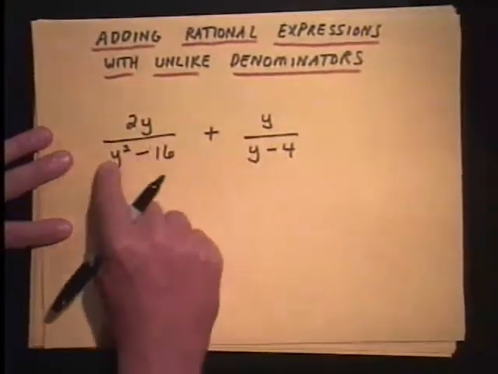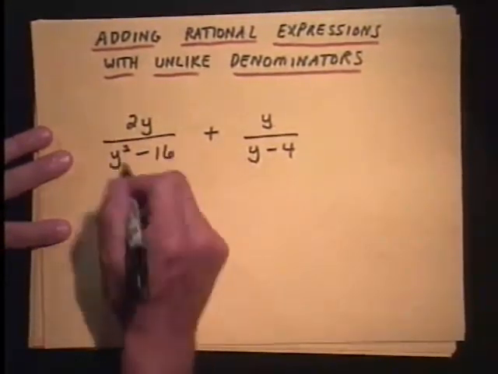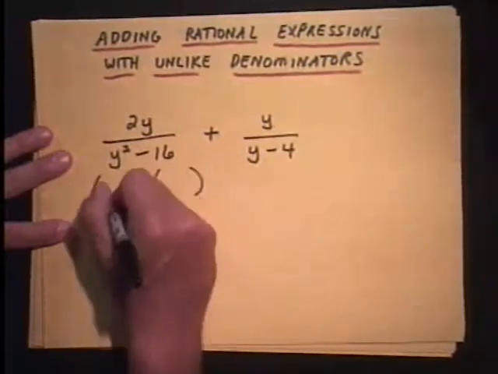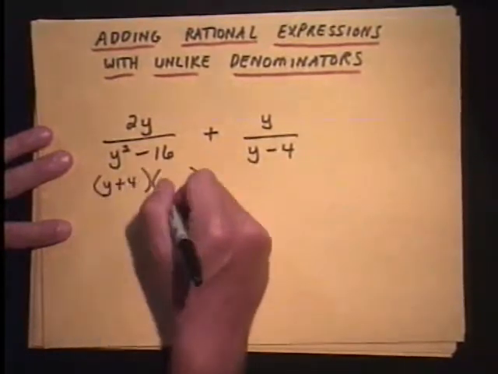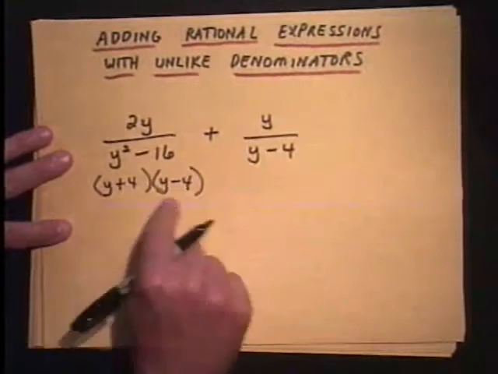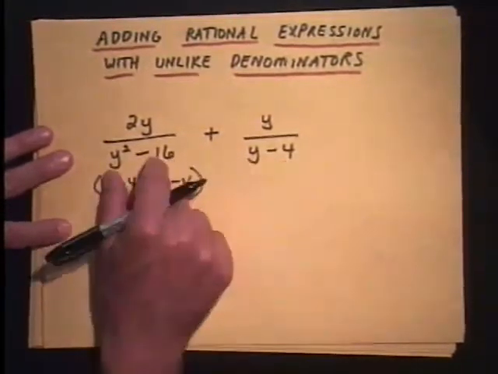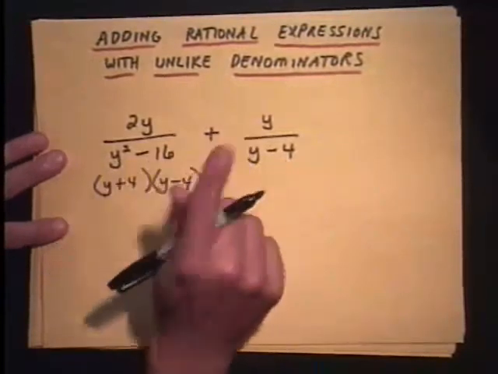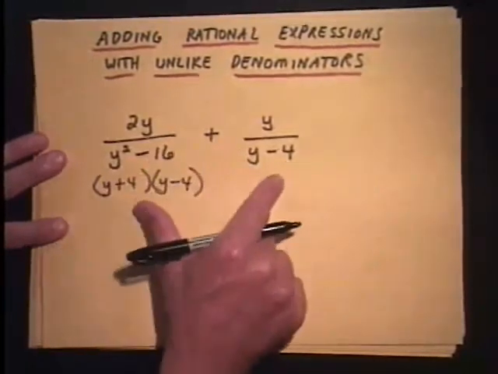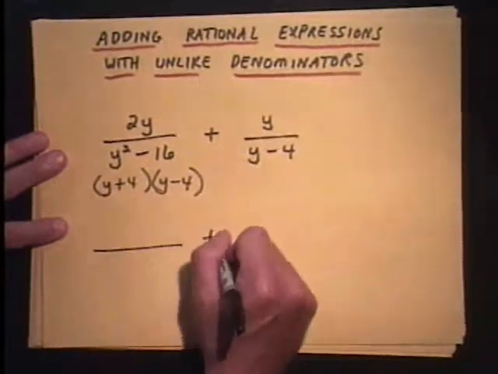We have to do some factoring of this first denominator, and there's that difference of 2 perfect squares. Y plus 4 times y minus 4. All right, so anything that will factor first. The first battle here, get the common denominator. You can't add or subtract them without it.